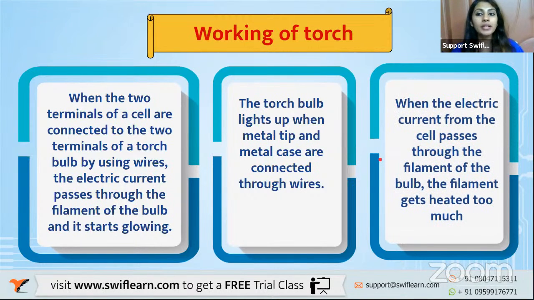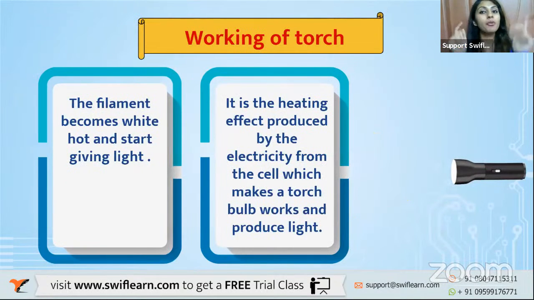Then the electric current will pass through the wires, and then it will go to the filament of the bulb. Now when it goes to the filament of the bulb, what is going to happen? The filament is going to get heated up too much? No. When the filament heats up, it will become white hot and start giving light. When it gives so much light, we see the light from the torch. That is exactly how we see the light.